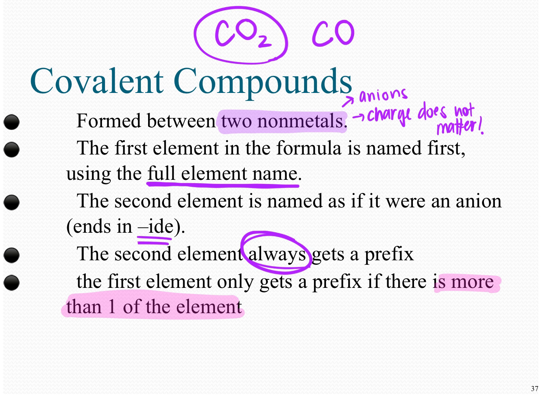So let's again go back to our example. We don't call this monocarbon dioxide. We call it carbon dioxide. But the second one does get a prefix no matter what. Carbon monoxide. Mono means one. So there's our rules for covalent naming.